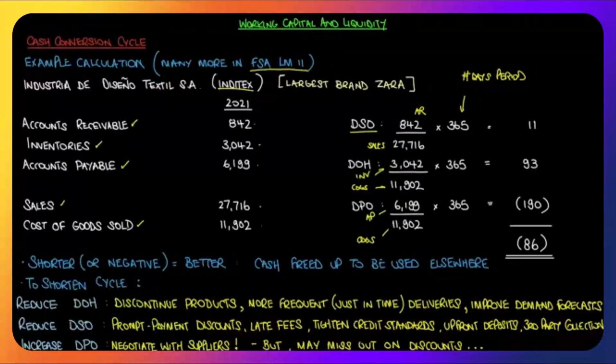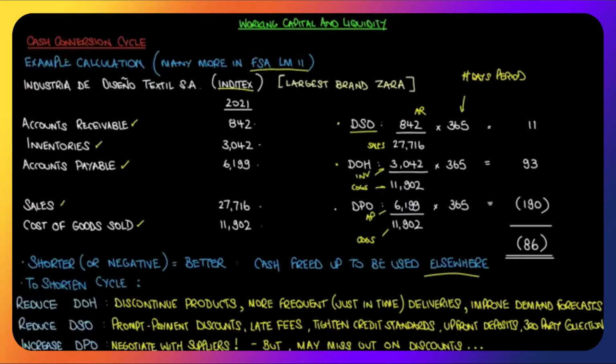That actually frees up cash to use elsewhere. They're not financing this. They are getting cash in before they pay it out. How do you achieve that? That's why we have these three ratios. Break it down. You could first of all reduce days of inventory on hand. How do you do that?